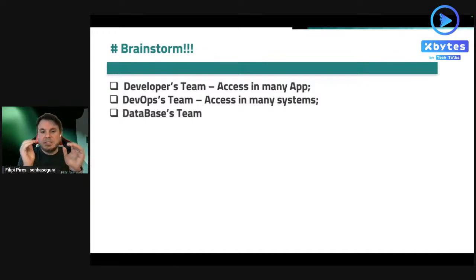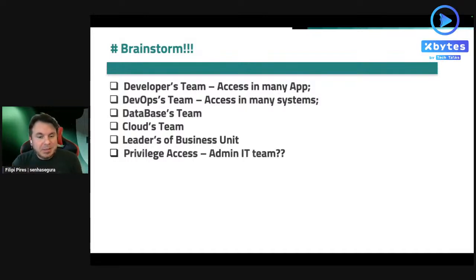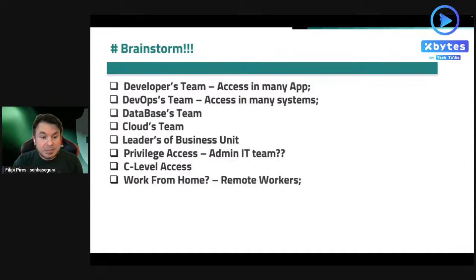We need to work with a CI/CD pipeline, like an automation process. We have a cloud team responsible for giving you this architecture. You have the leader of the business unit because that person needs to control everything. And who is responsible for giving you this privileged access? Think about that. And sometimes we need to give access to the C-level. We have many people working from home, for example.